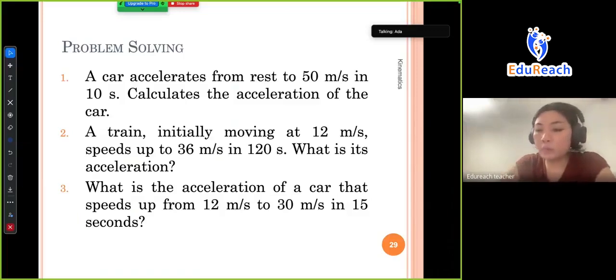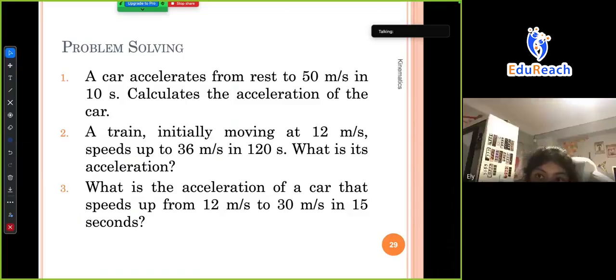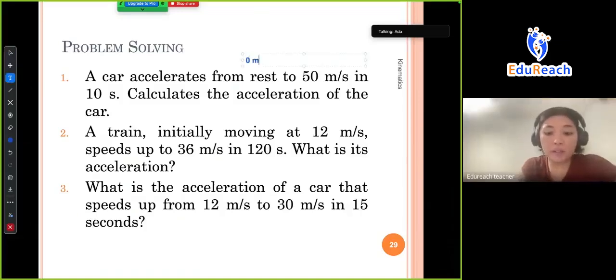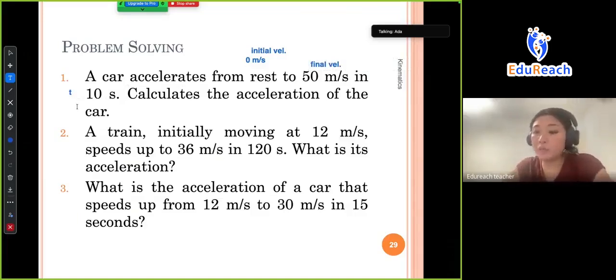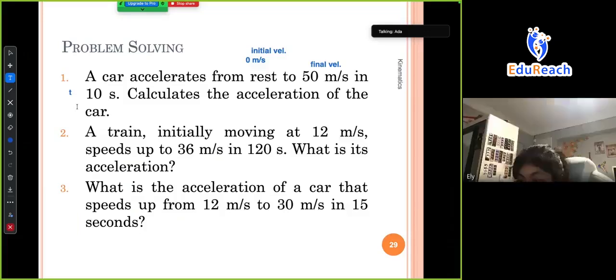Can you read problem solving question 1? A car accelerates from rest to 50 meters per second in 10 seconds. Calculate the acceleration of the car. Okay, whenever they say rest, it means the speed is 0 meters per second. This is from rest, meaning to say this is our initial velocity. 50 meters per second is our final velocity. And 10 seconds is the t, the time taken. Recall again, what is the formula for acceleration? a is equals to v minus u over t.